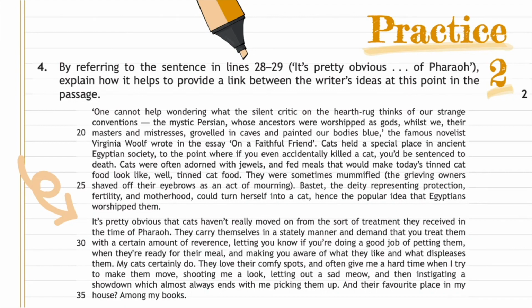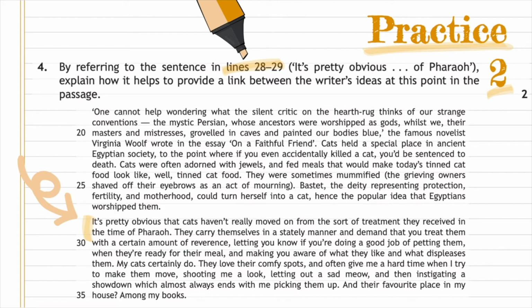Practice 2 asks, by referring to the sentence in lines 28 to 29, explain how it provides a link between the writer's ideas at this point of the passage. Following the steps, I know that I need to highlight lines 28 to 29 in the passage, which is what we do. And then we start to read.